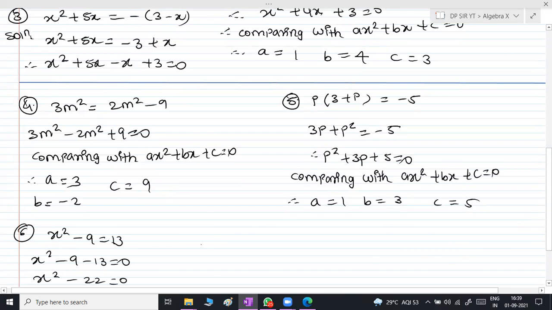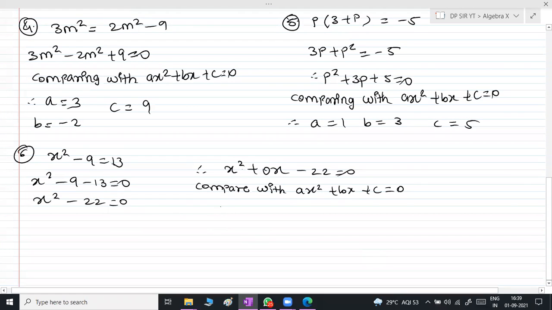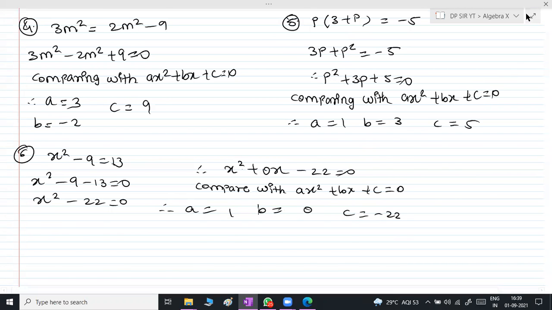Here you can write, therefore x square plus 0x, you can insert that term since it's absent, minus 22 is equal to 0. Then you can compare it with standard form, that is ax square plus bx plus c is equal to 0, isn't it? Therefore, a is equal to 1, b is equal to 0, and c is equal to minus 22. Okay, so with this, we are done with this sub question.